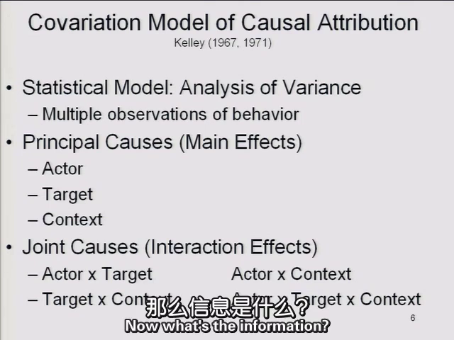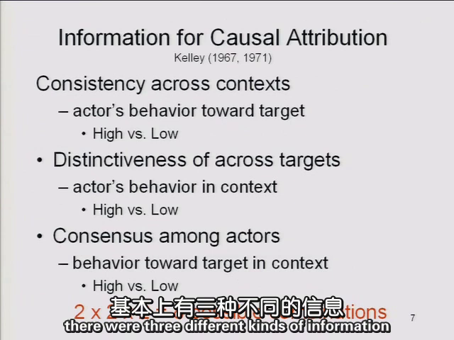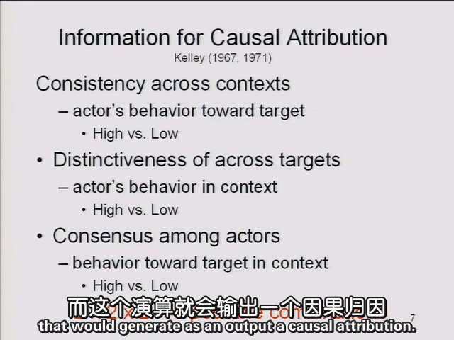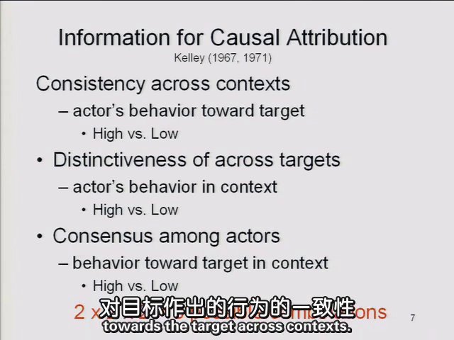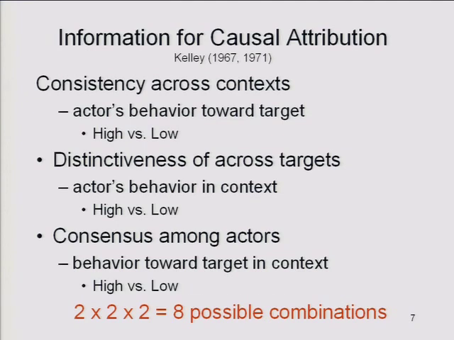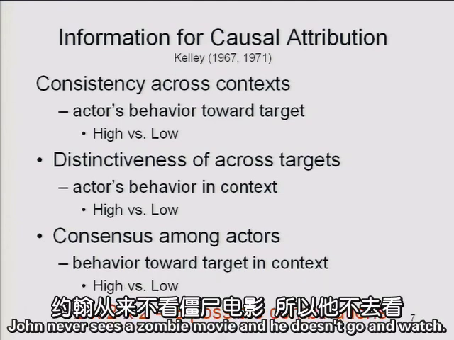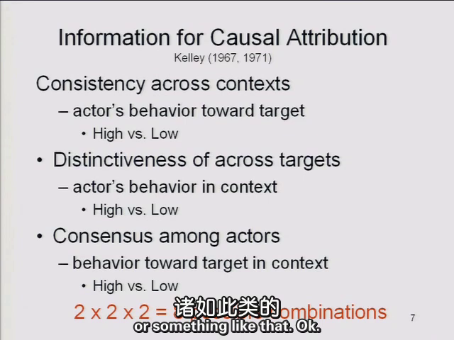Now, what's the information? Kelly argued that basically there were three different kinds of information that served as inputs to a covariation calculus that would generate as an output a causal attribution. And the first of these is the consistency of behavior, of the actor's behavior towards the target across contexts. Okay? If the consistency is high, then the actor always behaves that way toward that particular target. John never sees a zombie movie that he doesn't go watch, okay? Or he only watches George Romero zombie movies, or something like that, okay?